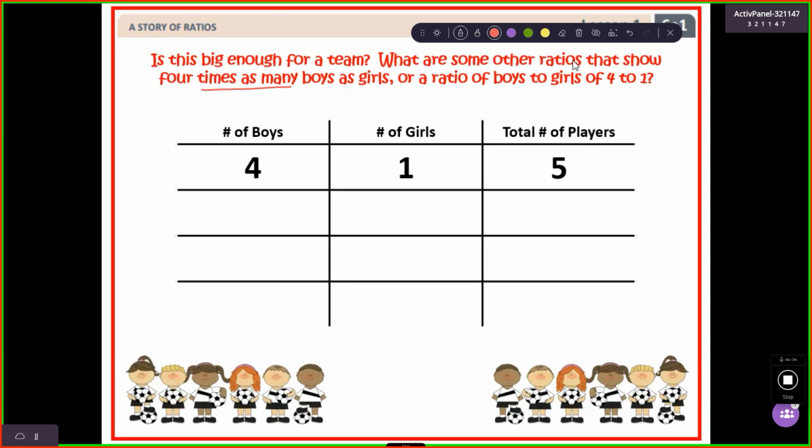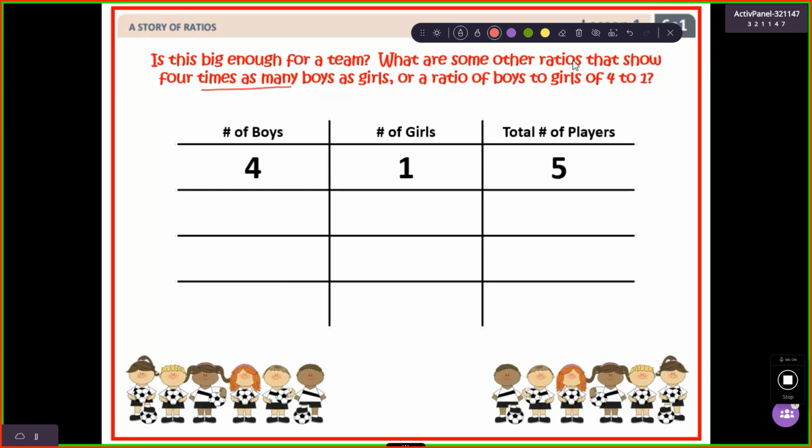Is that enough for a soccer team? Is 5, think about soccer, okay? You have 2 forwards, you got 3 midfields, you got 3 defenders, and you have a goalie. Okay? That's what's already on the field. Is 5 enough for a soccer team?